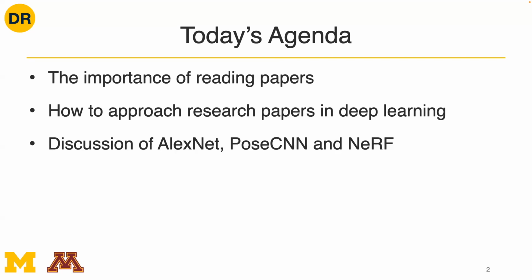PoseCNN is from more of the robotics context, for estimating what we call the 6 degree of freedom pose of rigid body objects. And then NeRF is a more recent one. NeRF stands for neural radiance fields. It's a massive sub area, but it's an approach for rendering novel views of scenes that we'll talk about.